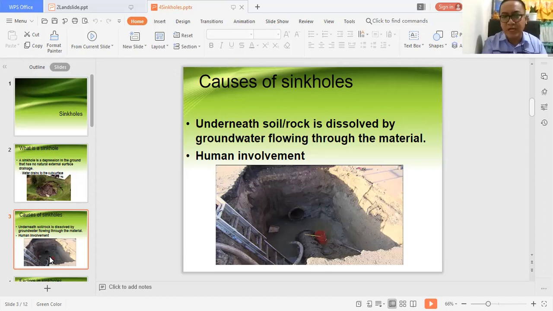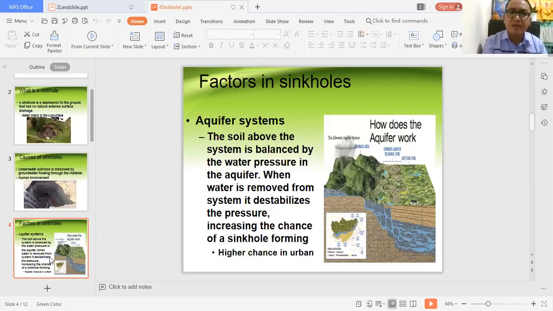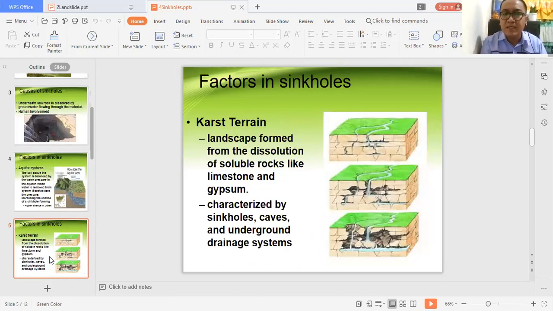The underneath soil rock is dissolved by the groundwater flowing through the materials. Factors in sinkhole. So, ito po yung process that higher chance in urban. So, nakadepende sa pressure na maaaring makapag-provide ang aquifer system po natin. Karst terrain po, we have landscape formed from the dissolution from soluble rocks like limestone and gypsum and characterized by the sinkholes, caves, or even underground drainage system.